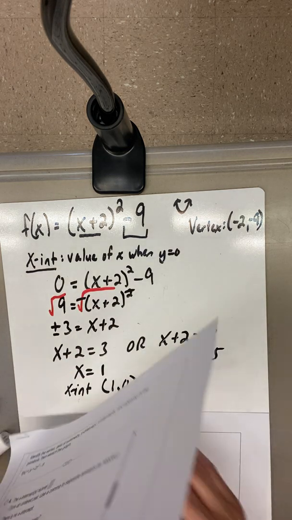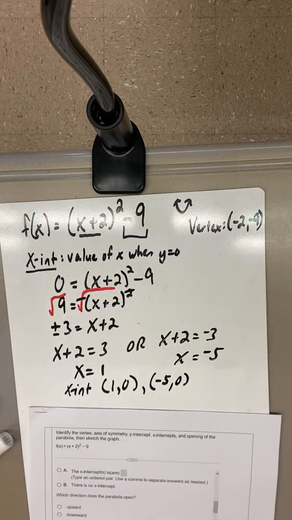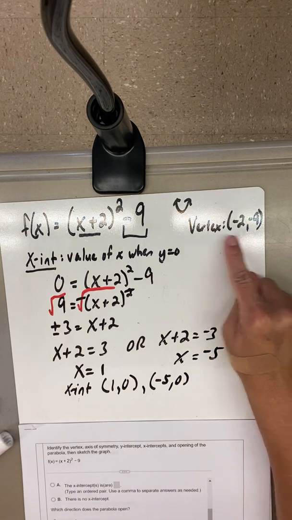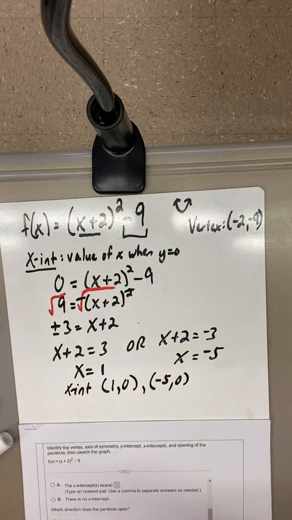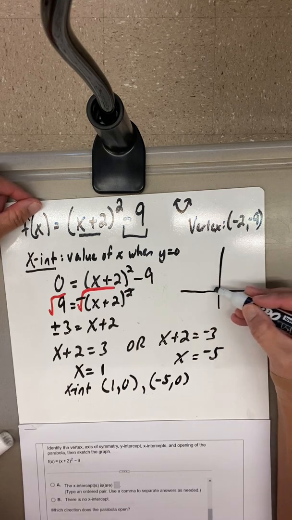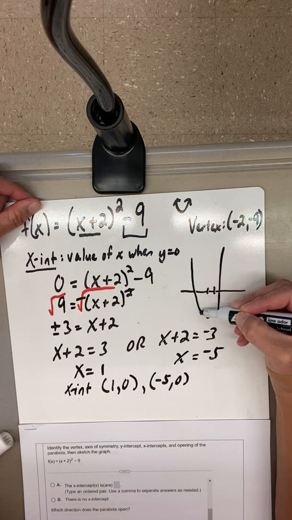They want the vertex. So there's the vertex, -2, -9. The axis of symmetry. Now remember, the axis of symmetry is the line that cuts the parabola in half. So -2, -9, let's just say somewhere down here. So let's do a little something like this.